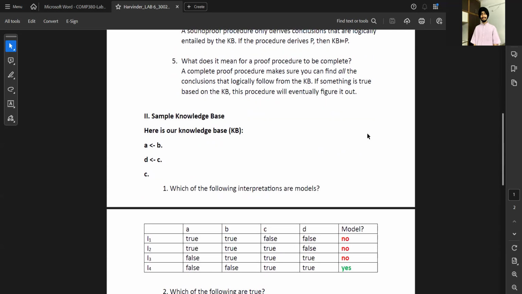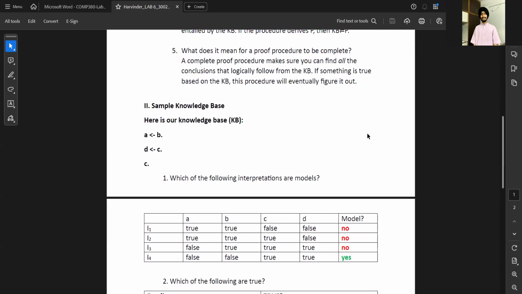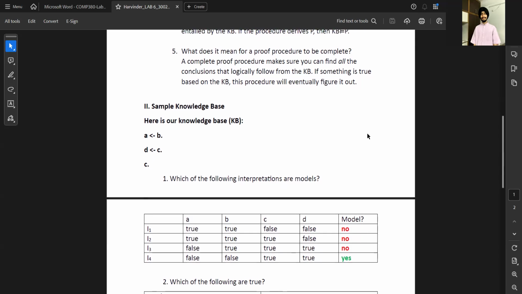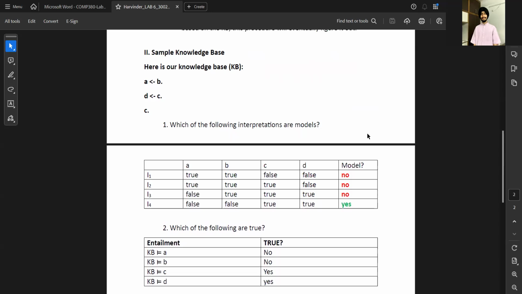Move to the next question. What does it mean for a proof procedure to be complete? A complete proof procedure makes sure you can find all the conclusions that logically follow from the knowledge base. If something is true based on the knowledge base, this procedure will eventually figure it out.